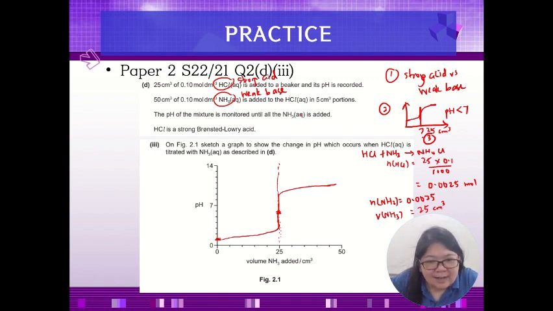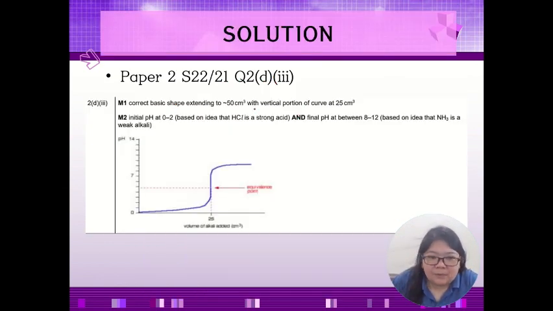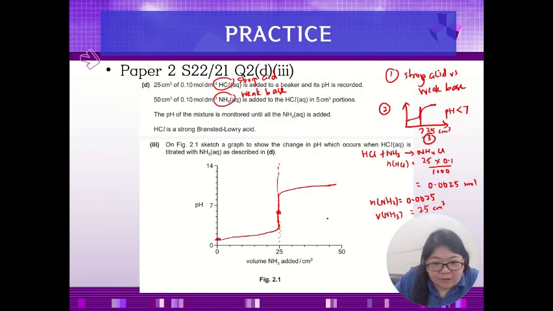So let's check the answer. 2 marks for this question. First, you have the correct basic shape extending to 50. Oh, did I extend to 50? Let's check. I didn't, right? So you see, I didn't extend until 50, I'll lose the first mark. So be very careful. It says 50, so we should extend until 50. My mistake, I didn't check that.